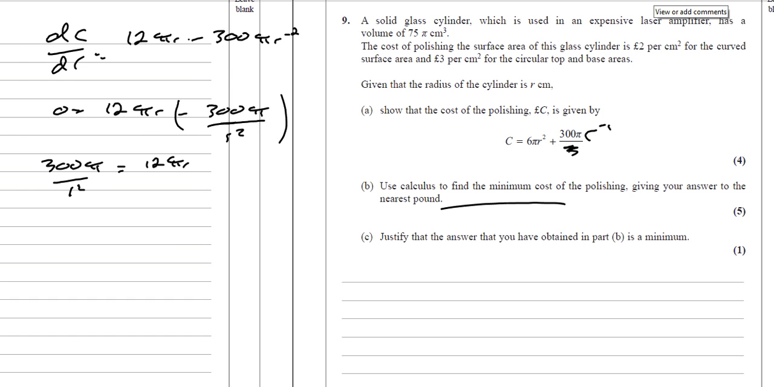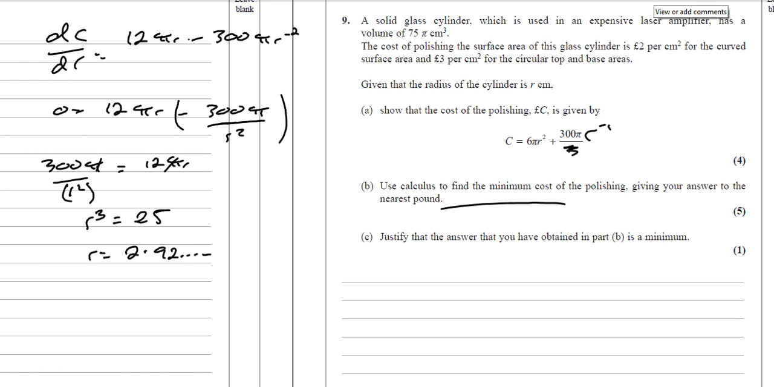So then we're going to rearrange stuff. So we're going to bring the r squared up to make r cubed. We're going to divide through by 12 pi. And that gives us r cubed equals, divided through by pi, 300 divided by 12 is going to be 25. So it's not quite a nice number. But then if we do the cube root of 25, we're going to get r equals 2.92 dot dot dot. So that's the value of r, which gives us the minimum.